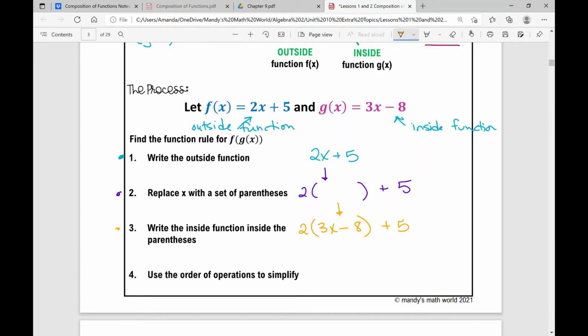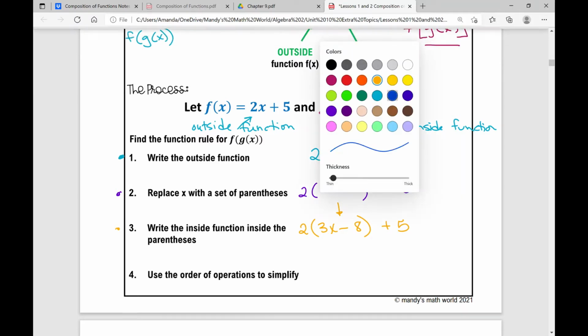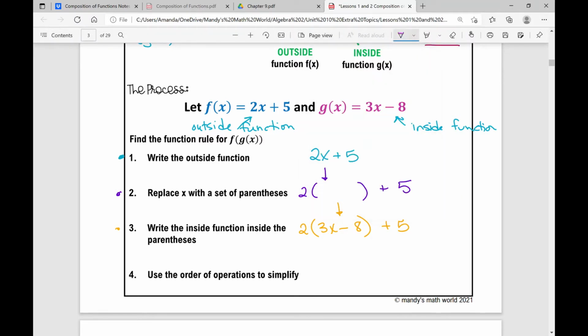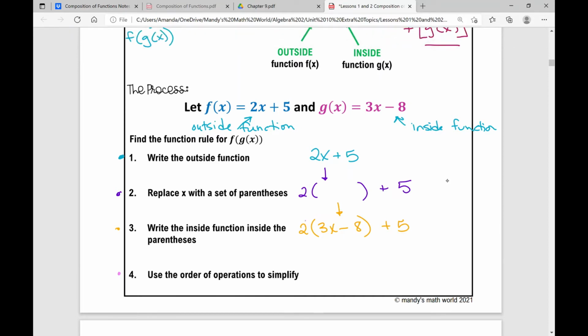So I'm replacing x with g of x. I'm putting the inside function in the outside function. And then we're going to use the order of operations to simplify. So I'm just going to distribute this 2 into every term inside the parentheses. So I'm going to get 6x minus 16 plus 5.